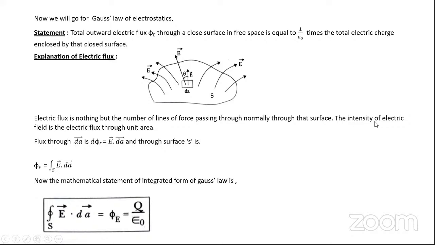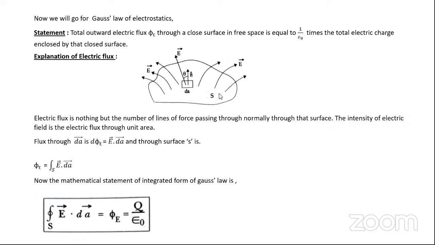And the intensity of electric field is nothing but the flux through unit area, right? So here I can have the flux through dA, dφE, given by E dot dA. E is the electric flux through unit area. So how much will be the electric flux through area dA? It will be E multiplied by dA, the electric flux through area dA.